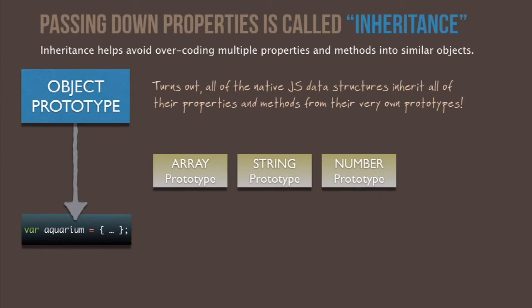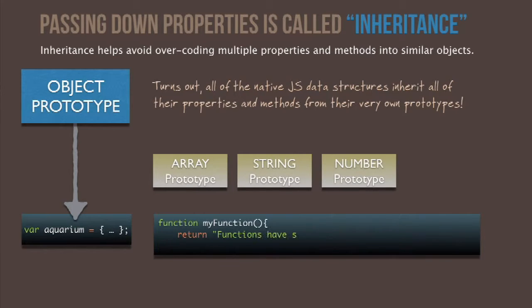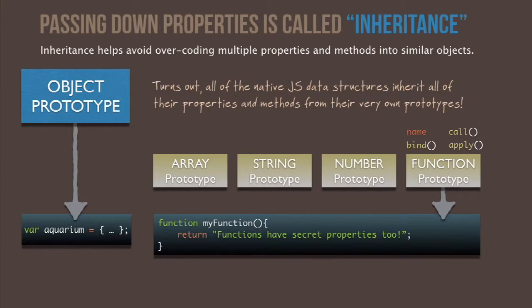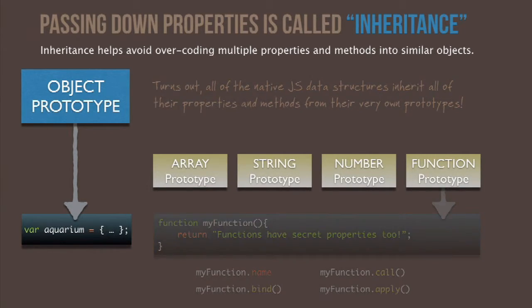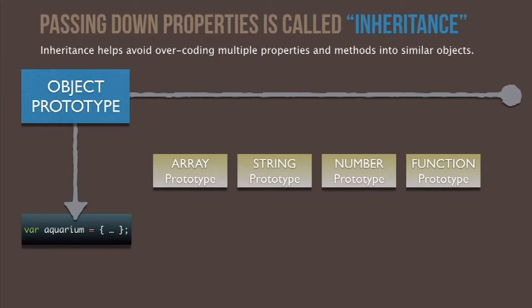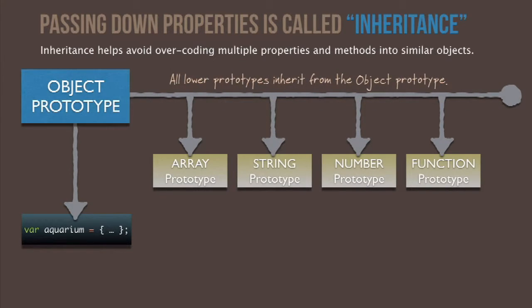And lastly, but certainly not least, the function prototype will pass a few properties and methods to every function, declared or otherwise, that you create. So are you ready for this? Not only do all those values inherit from their prototypes, but the prototypes inherit directly from the object prototype. That means that the array, string, number, and function prototypes, as well as all the other prototypes that exist in JavaScript, have access to all of those object prototype properties.